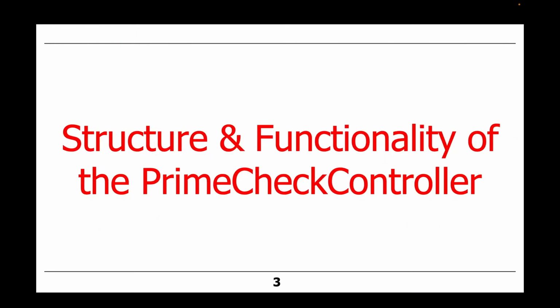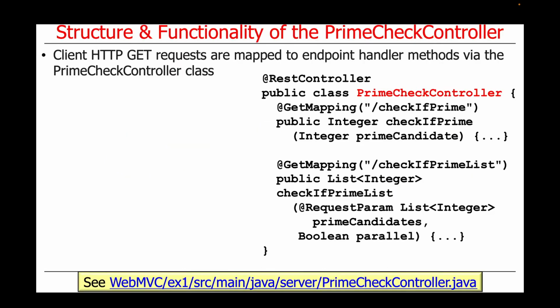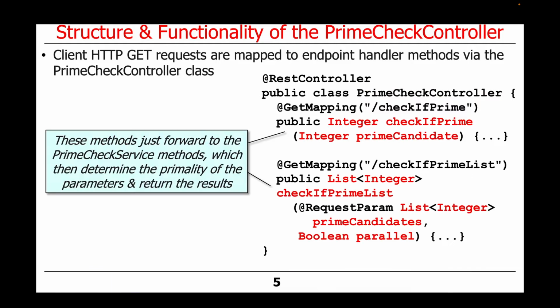So let's go ahead and take a look first at the structure and functionality of the PrimeCheckController. The goal of this is to map the HTTP GET requests coming from the client to endpoint handler methods. And that's what the PrimeCheckController does in conjunction with other elements provided by the internals of Spring Web MVC. If you take a look here, you can see we've got the PrimeCheckController. You can see the source code at the link at the bottom of the slide.